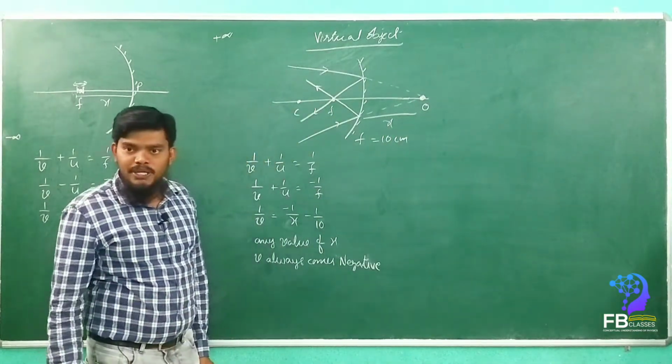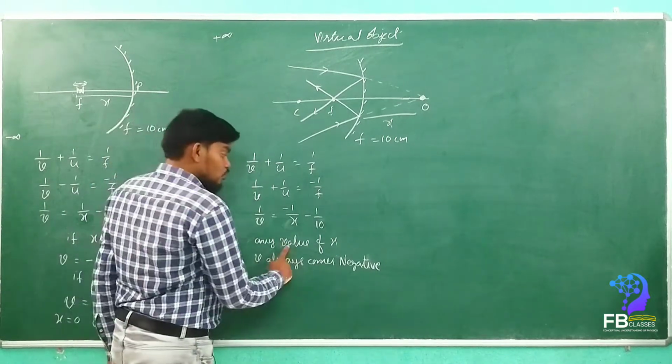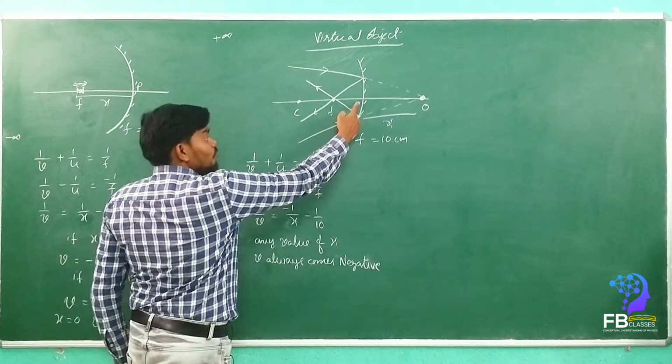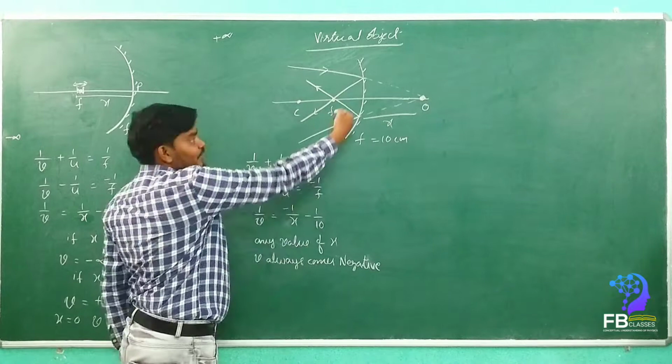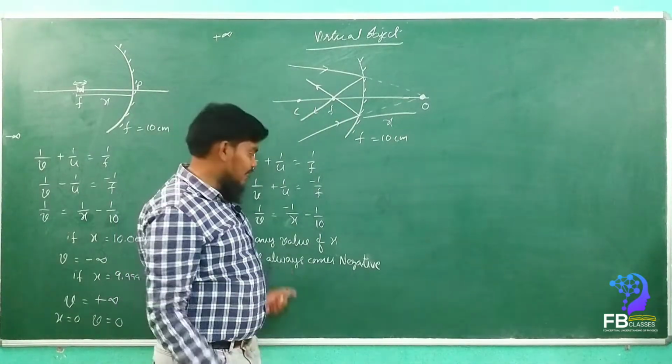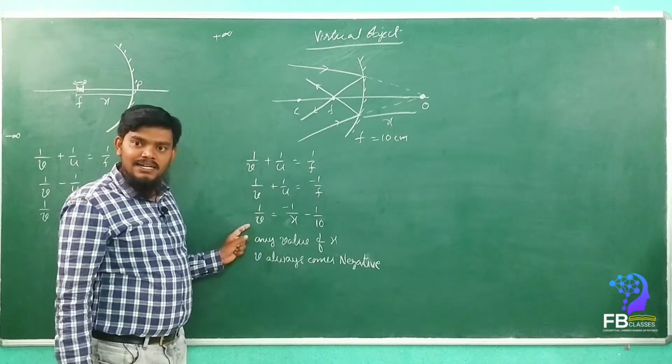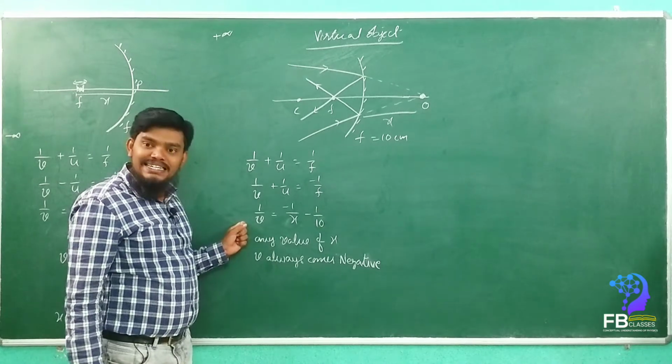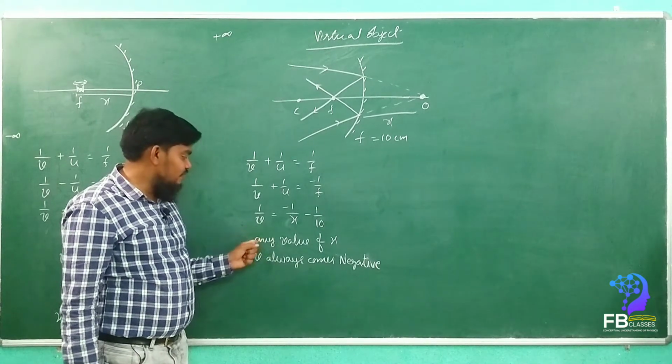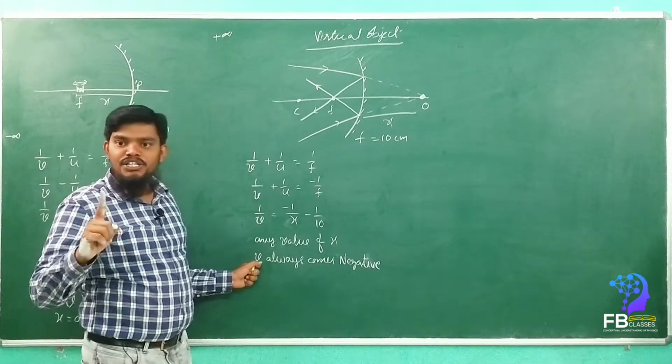Are you getting my point? So whatever value we take, the v value will always come on the negative side only. By this calculation, we are saying very clearly that the v value always comes as negative.